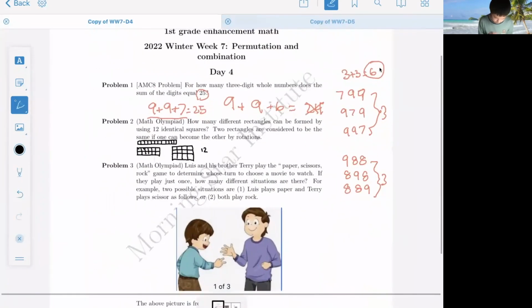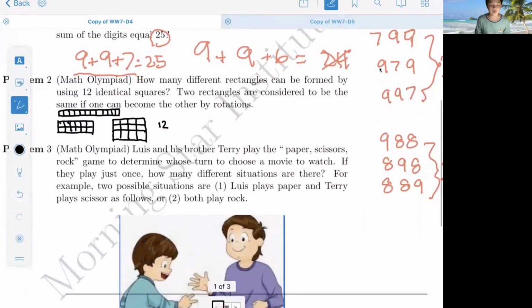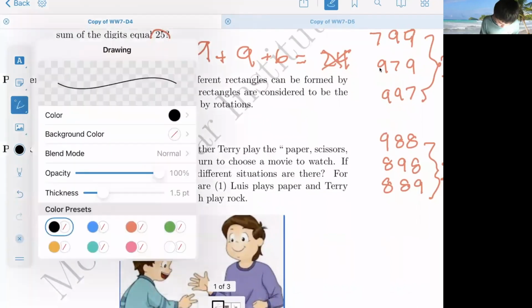Problem number 3. Louis and his brother Terry play the paper, scissors, rock game to determine whose turn it is to choose a movie to watch. If they play just once, how many different situations are there? For example, 2 possible situations are: Louis plays paper and Terry plays scissors, or both of them play rock. So let us draw a graph.